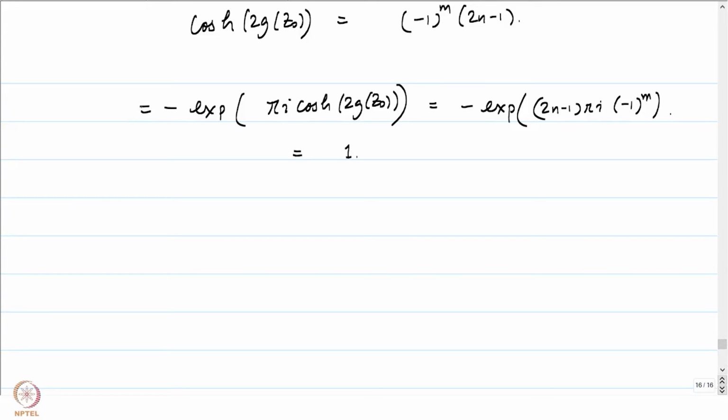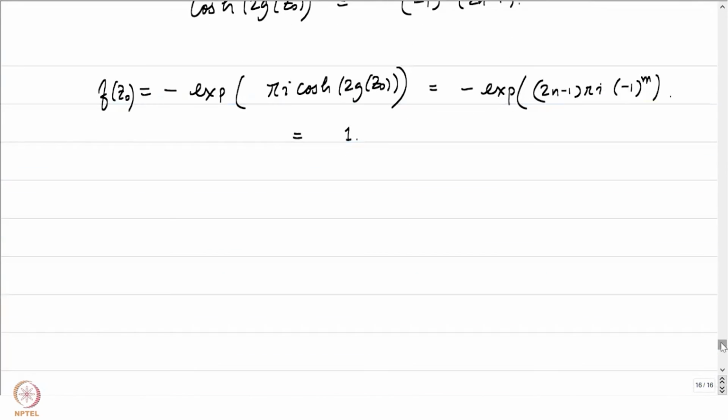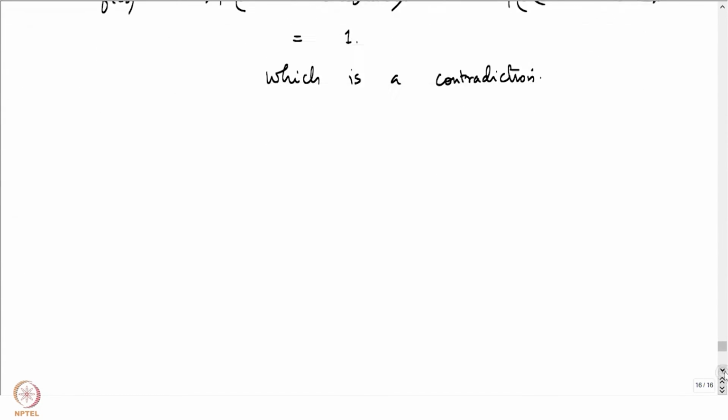But the thing on the left is exactly equal to f of z0. So if g does intersect our set S, that means that f will take the value 1, which however is not possible, and which is a contradiction. So effectively what we have proved is, let's summarize what we have done.